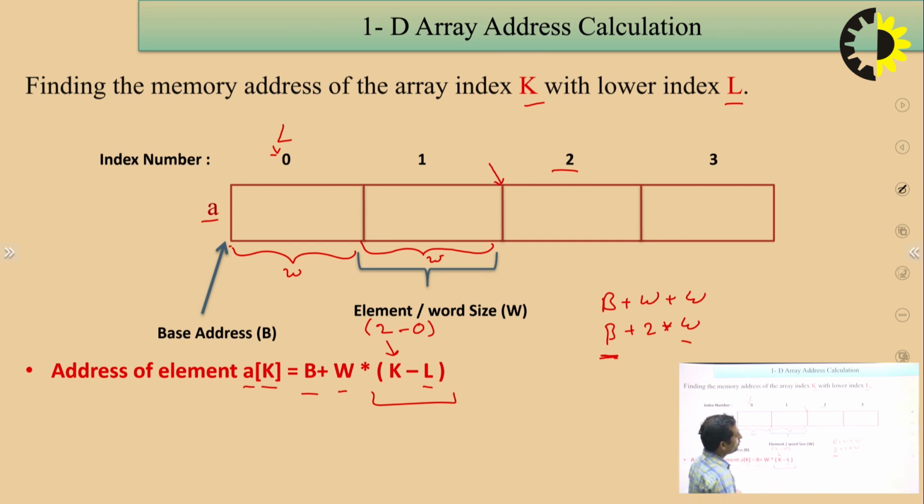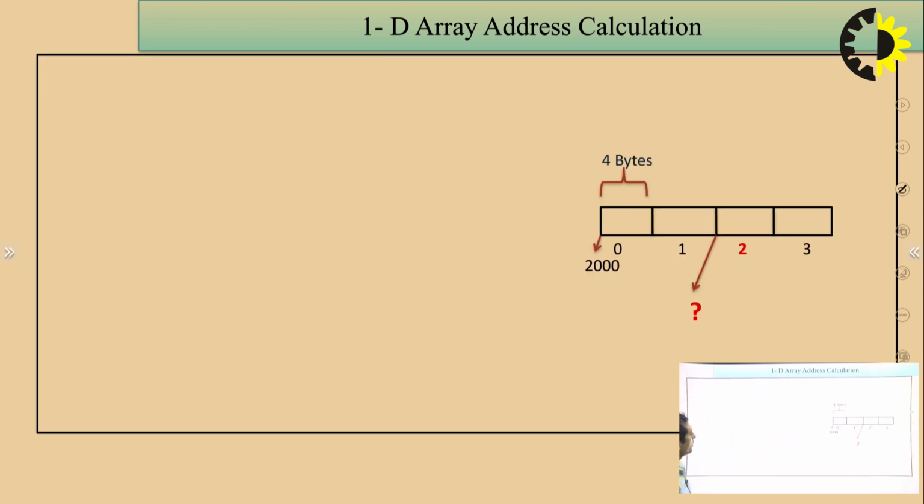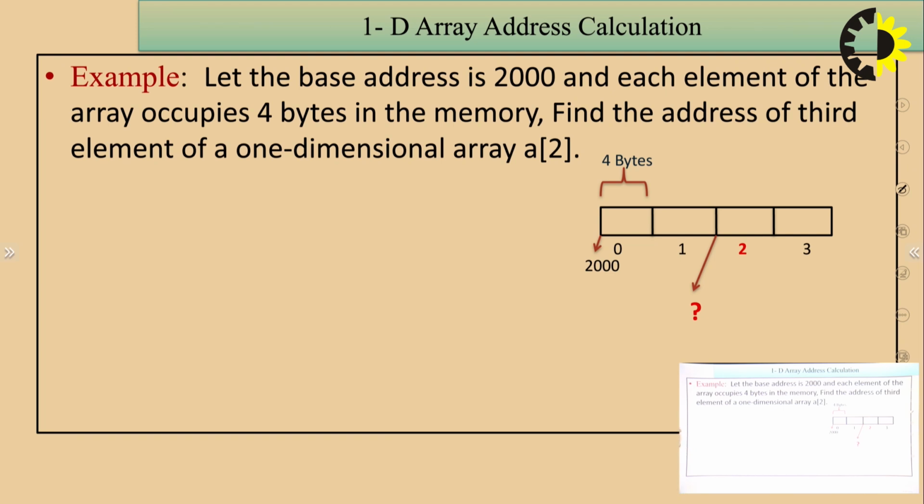Okay. We can solve some examples. Now, let the base address be 2000 and each element of the array occupies 4 bytes in memory. Now, find the address of A2. A2 means the third element of the array. So, just put it into the formula. The formula is B plus W into K minus L.